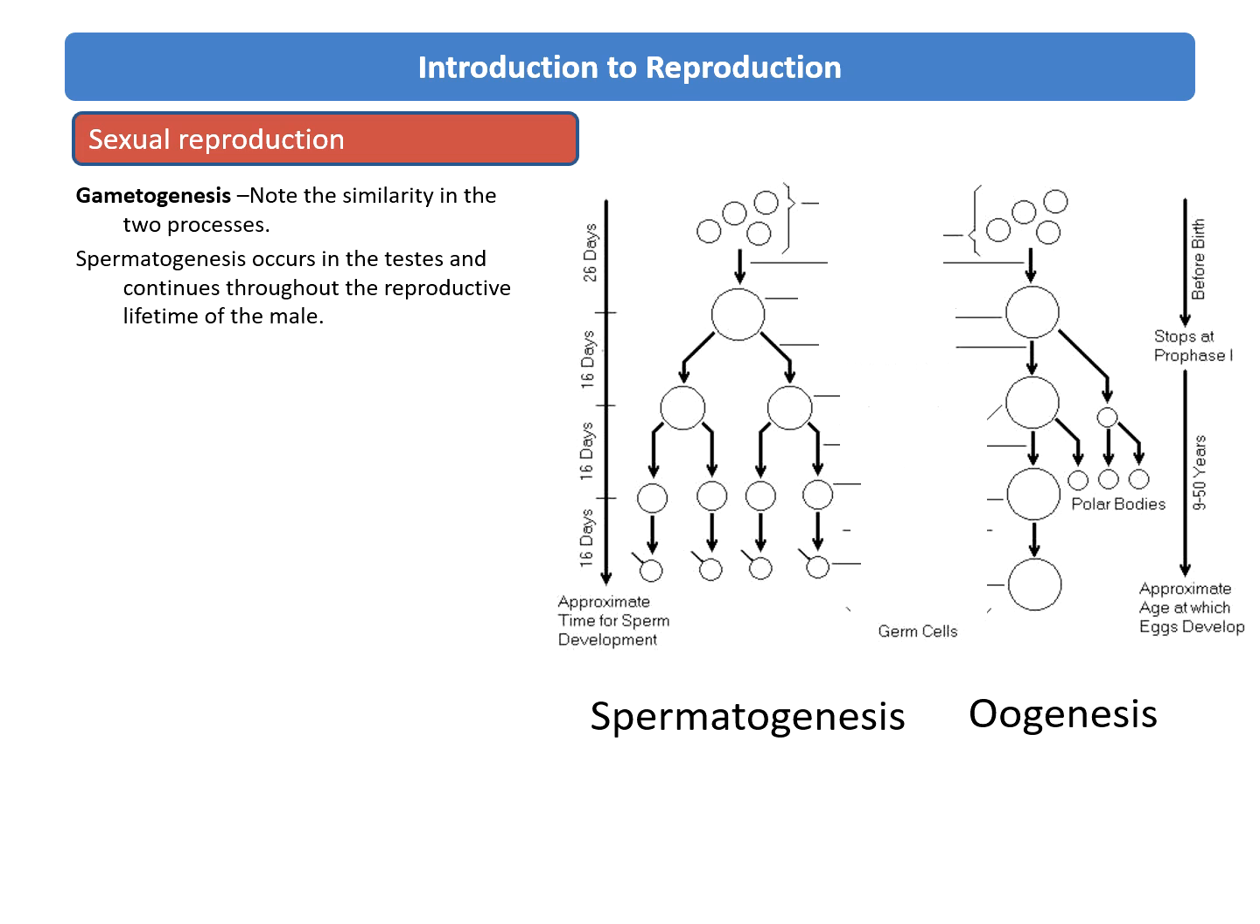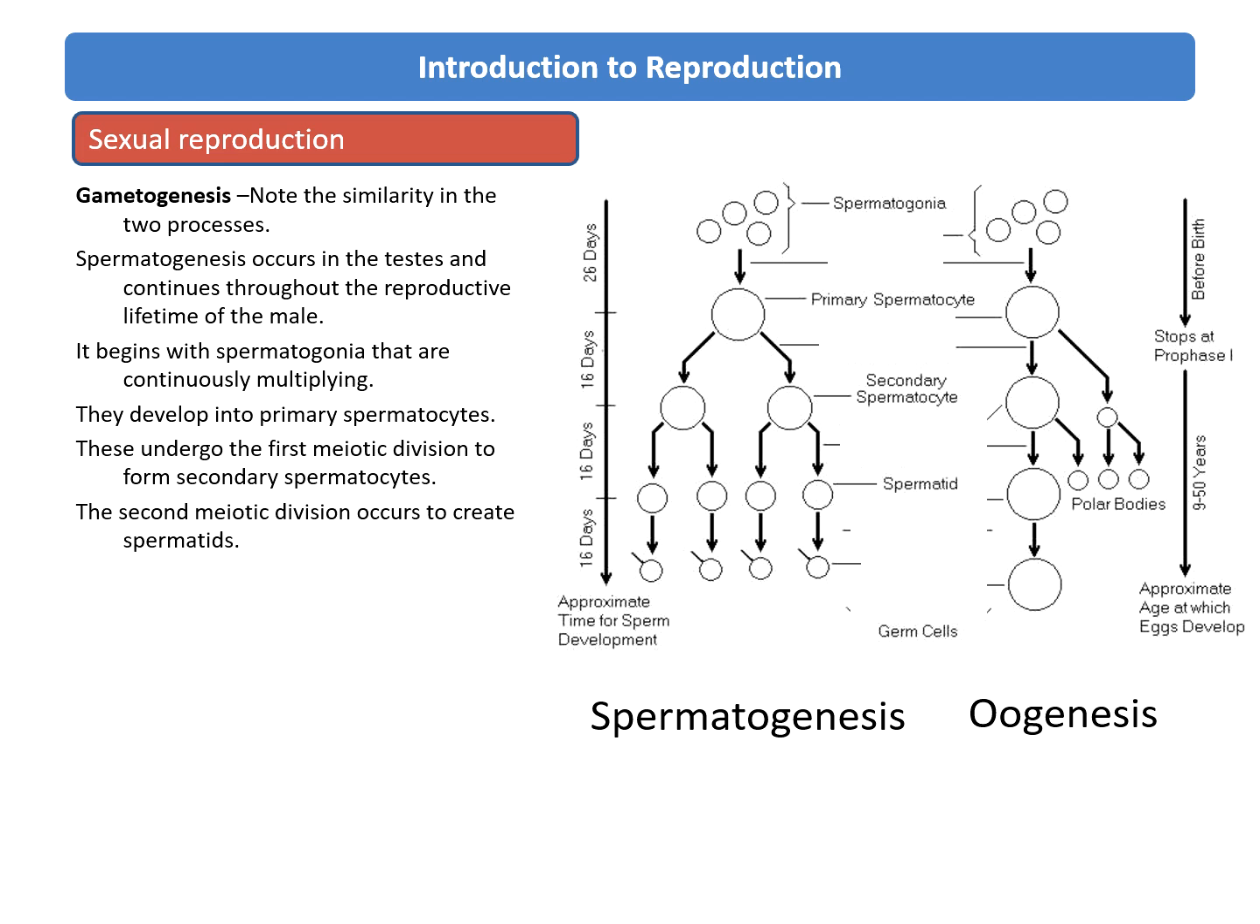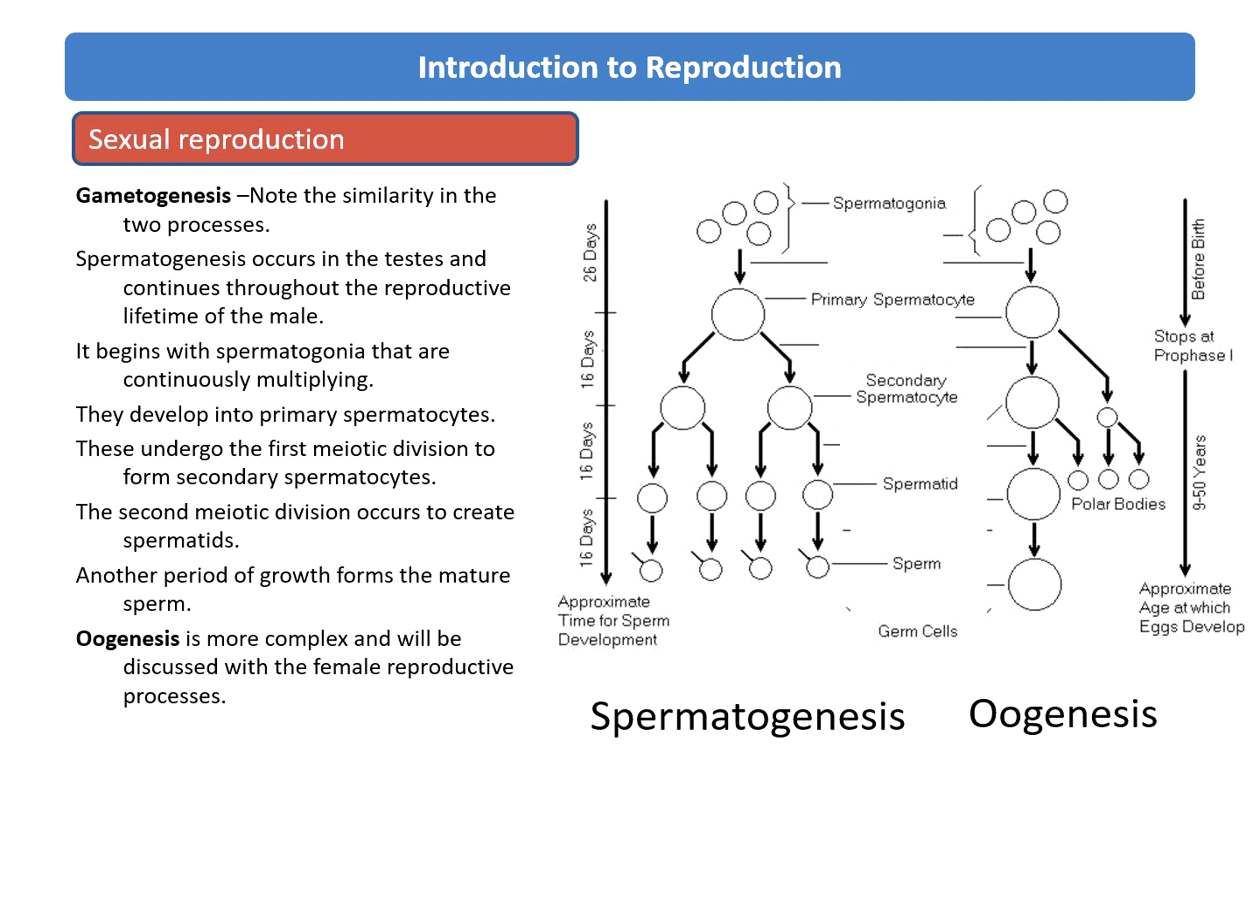Spermatogenesis occurs in the testes and continues throughout the reproductive lifetime of the male. It begins with spermatogonia, continually multiplying. They develop into primary spermatocytes, and these undergo the first meiotic division to form secondary spermatocytes. Second meiotic division occurs to create spermatids, and then another period of growth forms the mature sperm. Oogenesis is more complex, as you'll see. We'll discuss this when we get to the female reproductive processes.